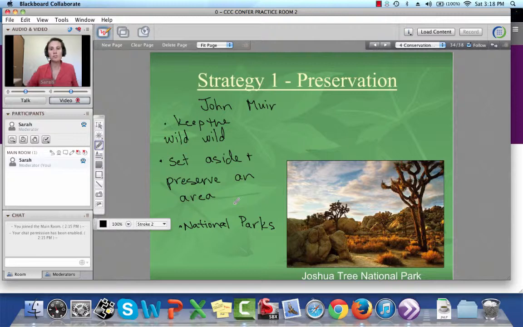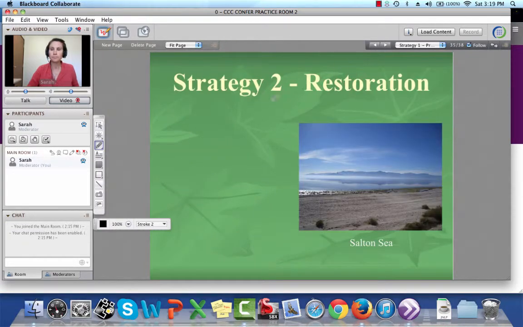So preservation is key. We've got national parks. There are a lot of preserves around here. What else? What else did I write down? Monuments. Joshua Tree was a monument before it was a national park. So these areas really set these very nice natural resources aside for humans to enjoy, but not necessarily to use in terms of chopping down the trees to make paper type of thing.